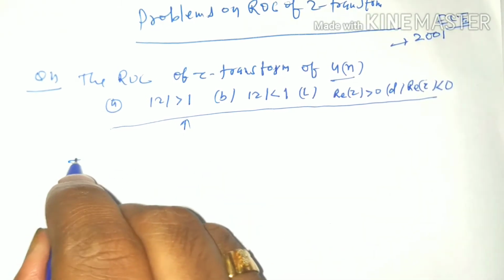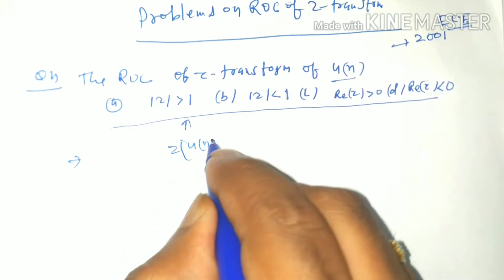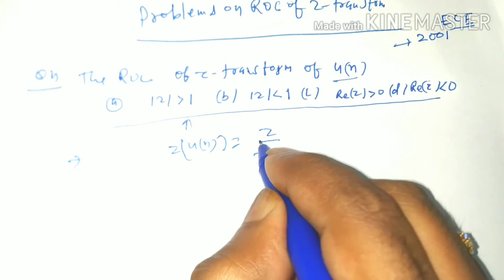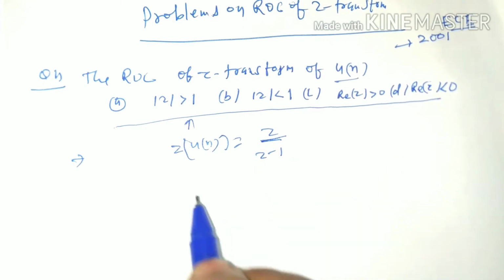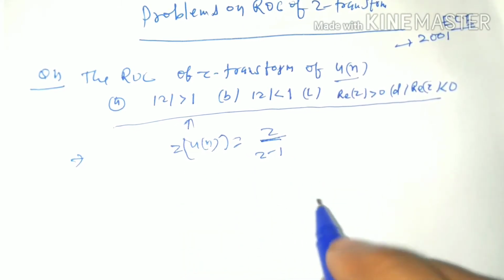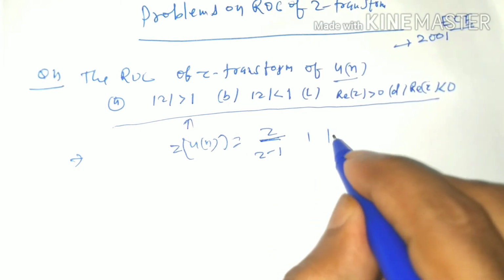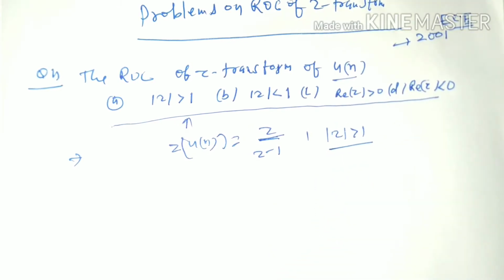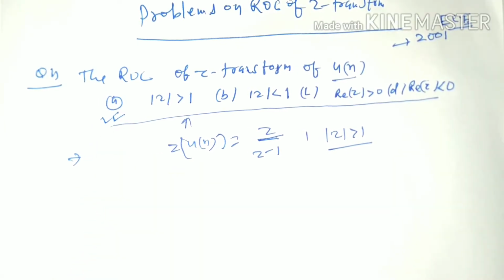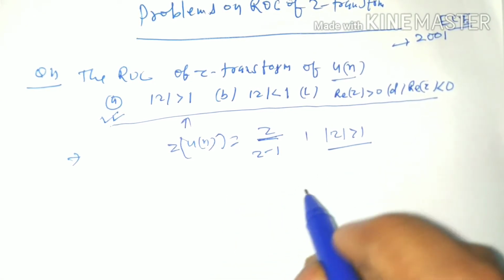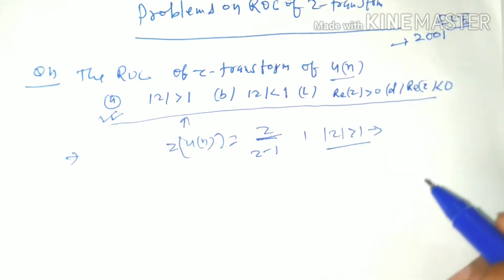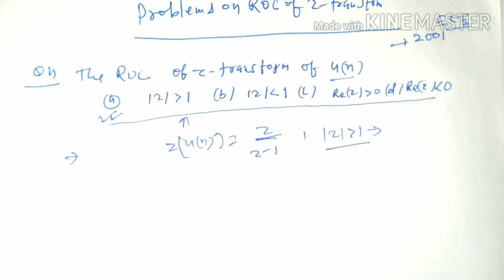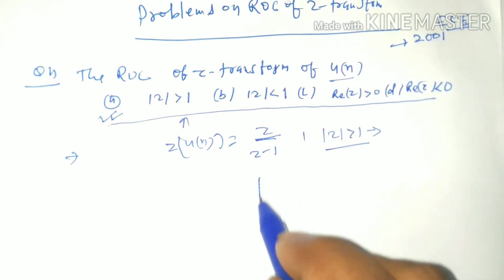We know that the Z transform of u[n] will be Z by Z minus 1. I have explained it in lecture 1 of Z transform. The Z transform of u[n] is Z by Z minus 1 and its ROC will be greater than 1. So the right answer is that one. Only in the region where the ROC is greater than 1 can we find a finite value of the Z transform. Otherwise the Z transform will be infinite.